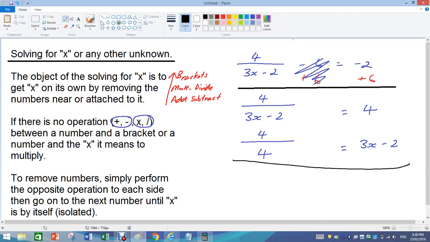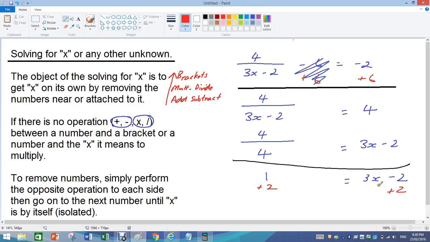Oops, that's not very neat. So 4 divided by 4 is just 1. And this side, 3x minus 2. Next step, add 2 to cancel out the minus 2.